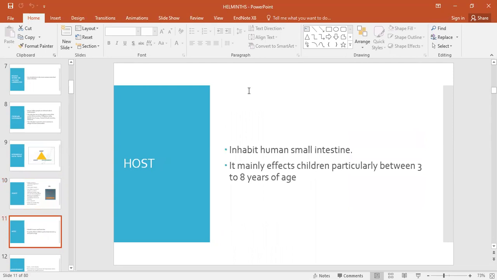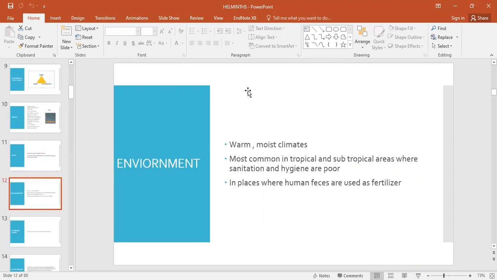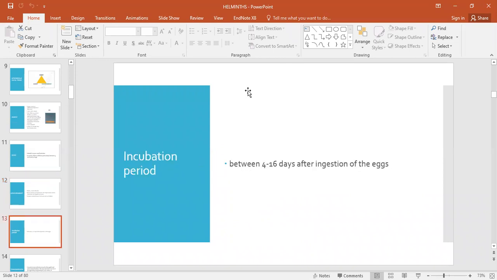Host: it inhabits the human small intestine and mainly affects children, particularly between 3 to 8 years of age. Environmental factors are warm, moist climates, most commonly in tropical and subtropical areas where sanitation and hygiene are poor, and in places where human feces are used as fertilizers. The incubation period averages between 4 to 16 days after the ingestion of the eggs.